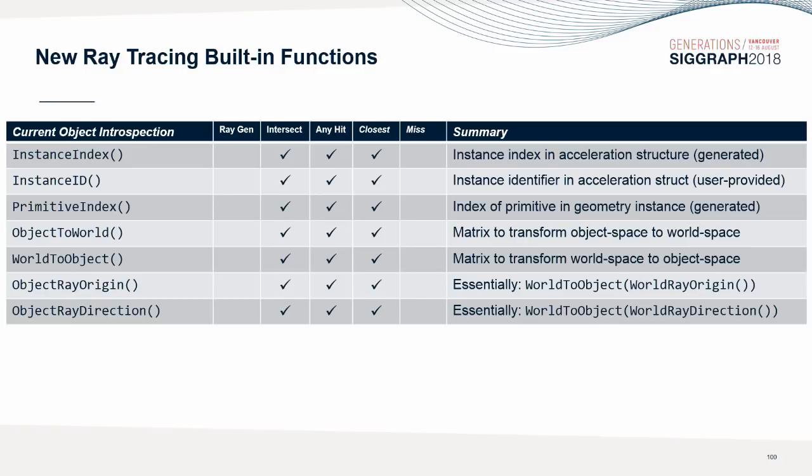There's another category of built-in functions that allow you to do object introspection. What object am I currently interacting with? So you can ask, what's the instance index, instance ID, primitive index, along with transformations from your object space coordinates to world space coordinates, and your ray origin and ray direction transformed into object space. And these are available only in the intersection, any-hit, and closest hit shader where you have both a ray and an object. So they're not available in the miss shader.